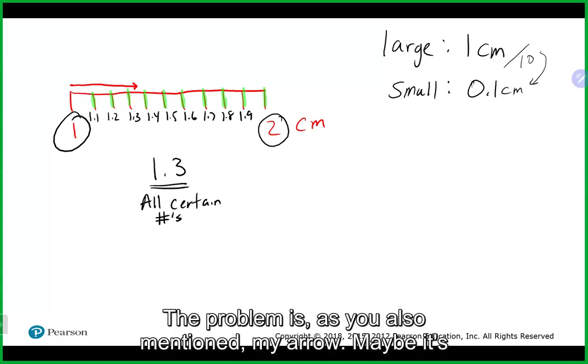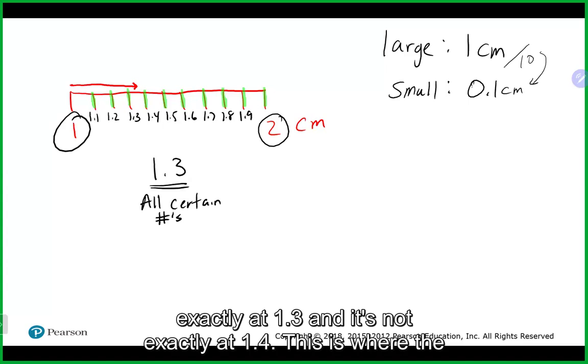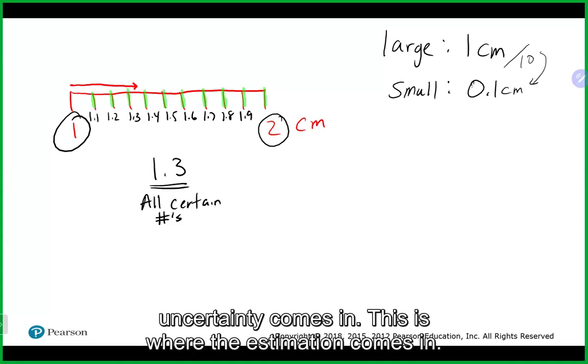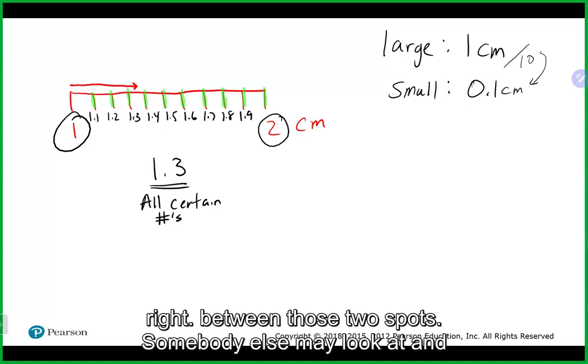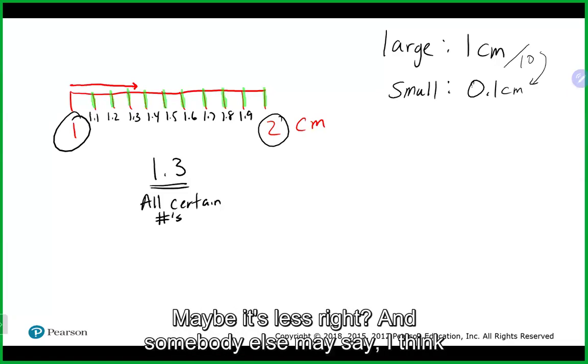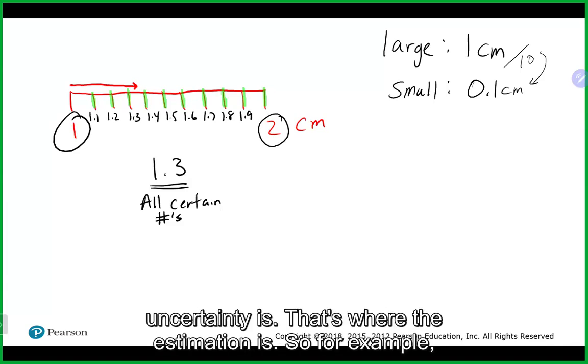The problem is, as you also mentioned, my arrow, maybe it's just because I'm a bad artist here, but my arrow is not exactly at 1.3, and it's not exactly at 1.4. This is where the uncertainty comes in. This is where the estimation comes in. Now, I may look at that and go, I think it's like halfway there, right? Between those two spots. Somebody else may look at it and go, I think you're crazy. I think it's nowhere near half. Maybe it's less, right? And somebody else may say, I think it's closer to the 1.4, right? So that is where the uncertainty is. That's where the estimation is.